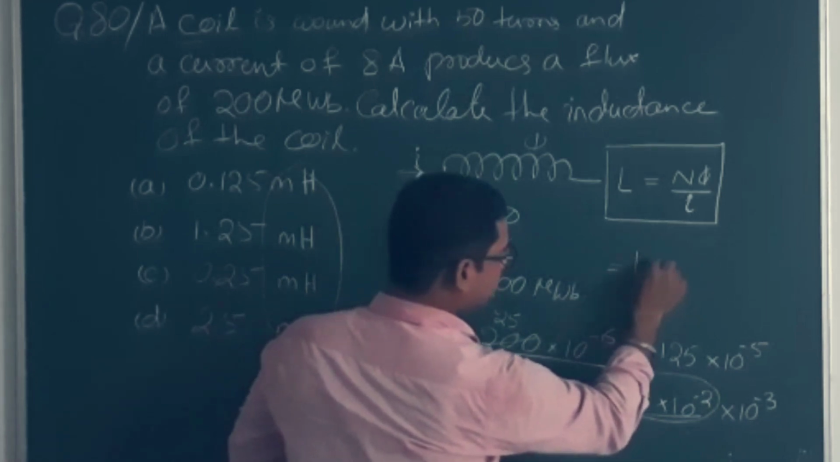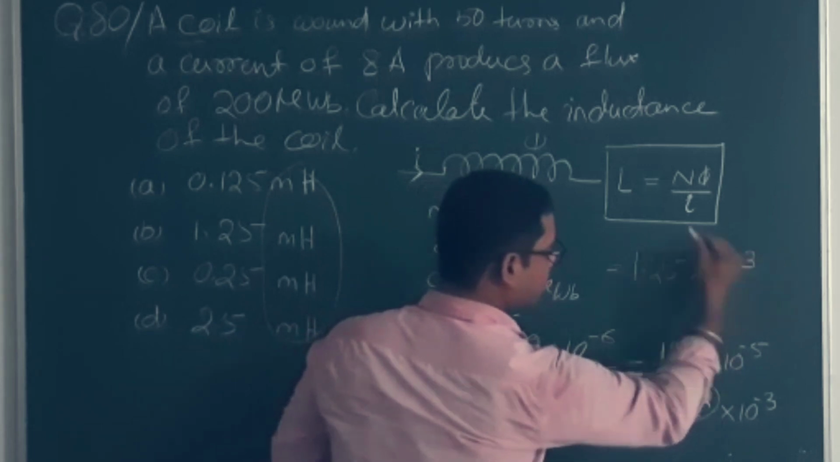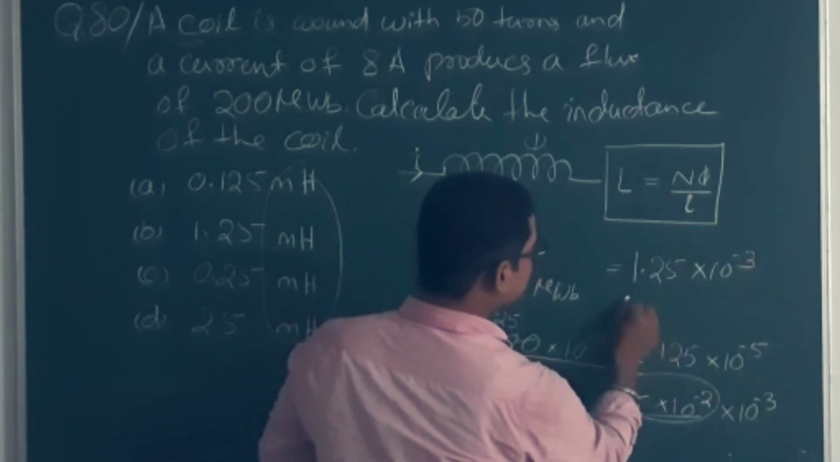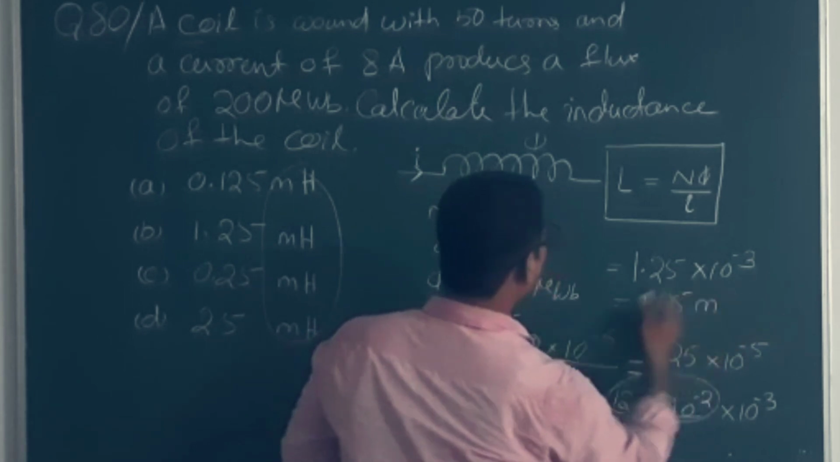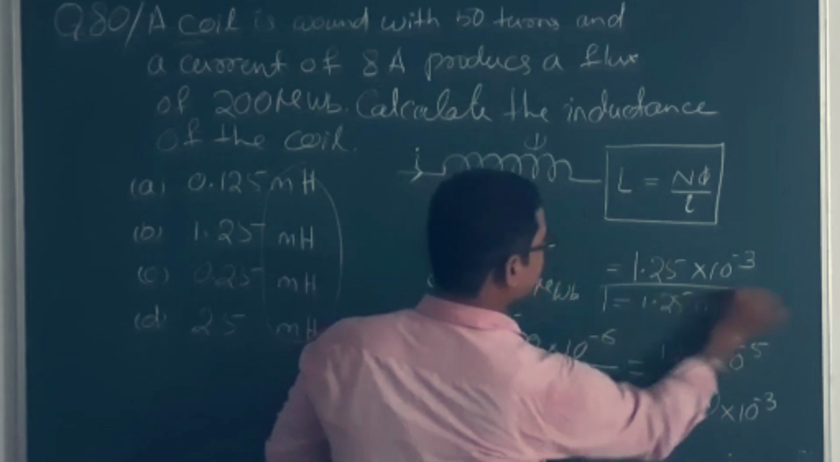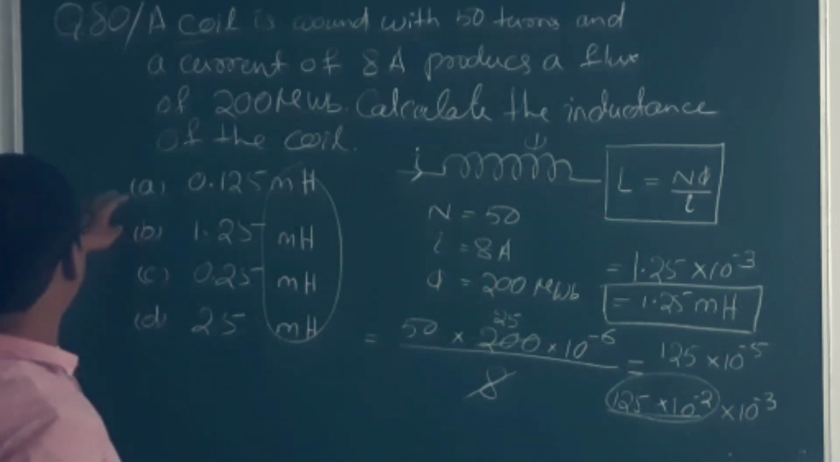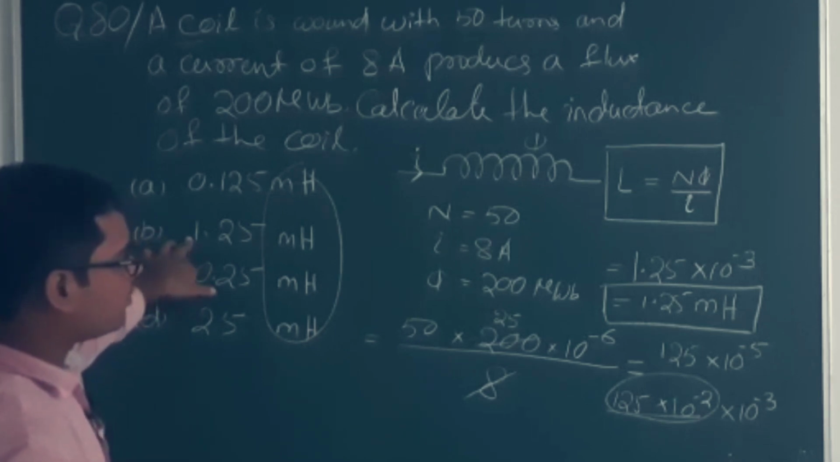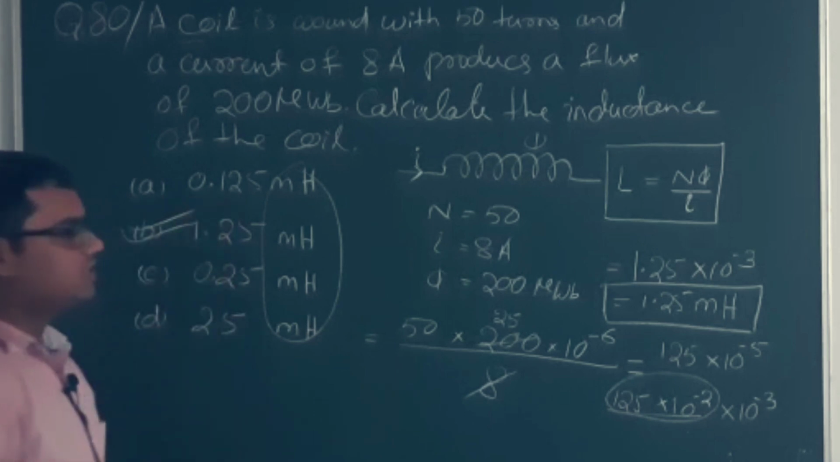Now 1.25 into 10 to the power minus 3. Okay. Now you can write it as 1.25 milli, and the unit of L is Henry. Okay, this is your answer. So find out the answer. What is the choice? A, B, yes, it is 1.25 millihenry. Okay, this is the correct choice.